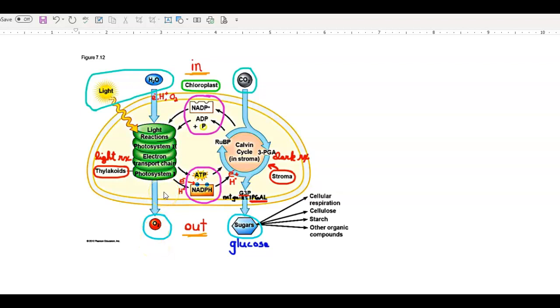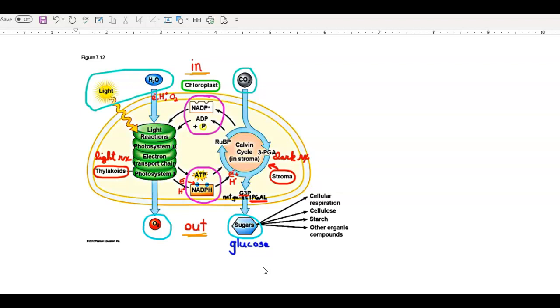ATP and NADPH, when they're made, leave the thylakoids and go out to the stroma, this fluid-filled area out here. They are going to be used in the Calvin cycle to convert, to reduce, right here, carbon dioxide into glucose. So water gets oxidized into electrons, hydrogens, and oxygen. Make sure you know what happens to the electrons, what happens to the hydrogens, and what happens to the oxygen.